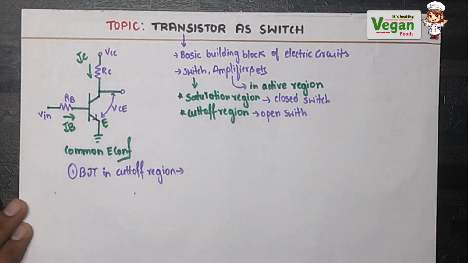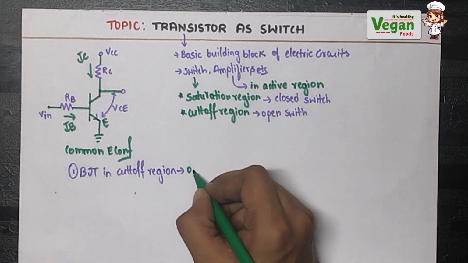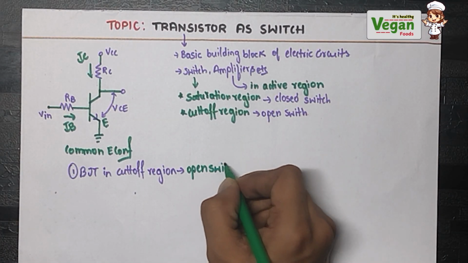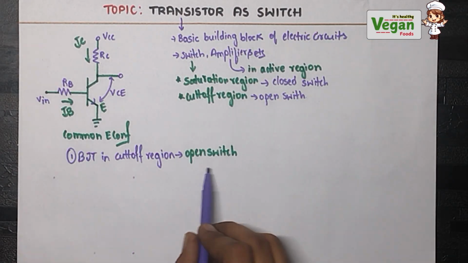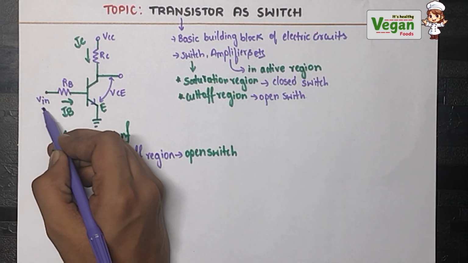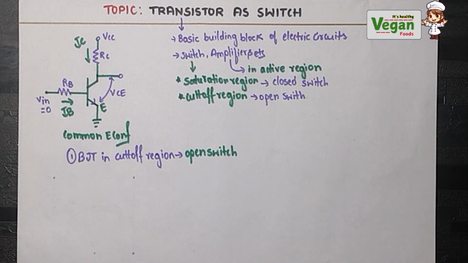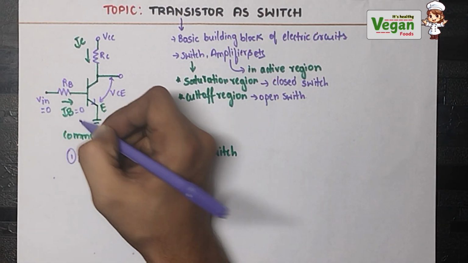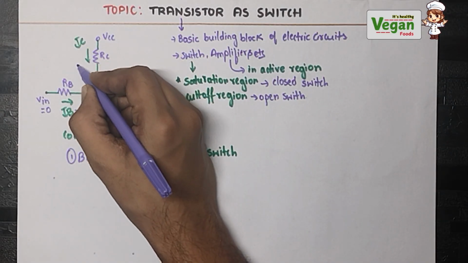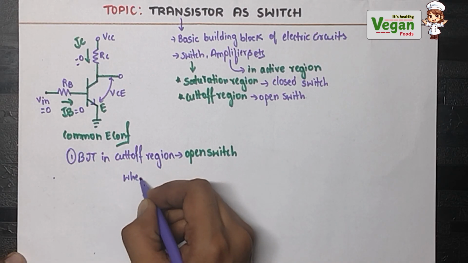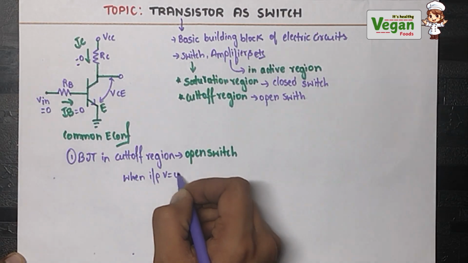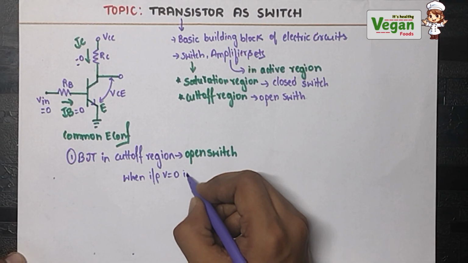I already said if the transistor is in the cutoff region, it will act as an open switch. When it is acting as an open switch, that is, in the cutoff region, the input voltage Vin will be equal to 0. Therefore, the current IB will also be equal to 0 and the current IC will also be equal to 0.